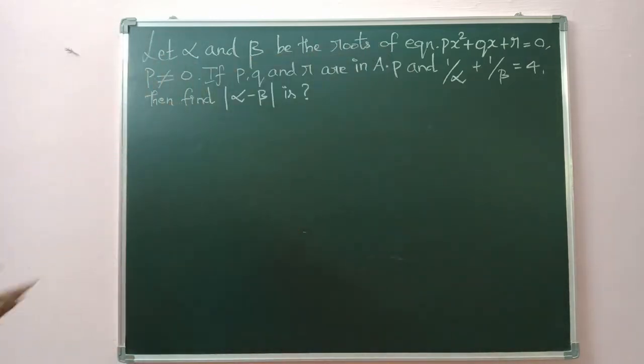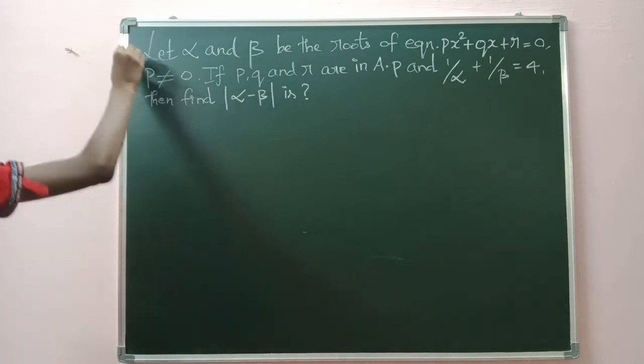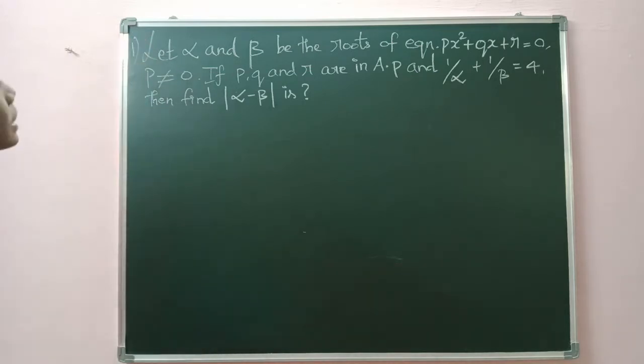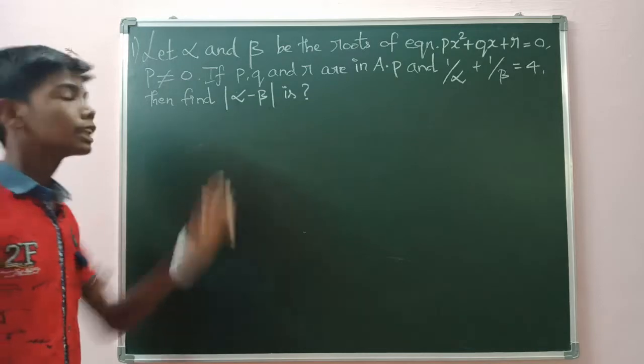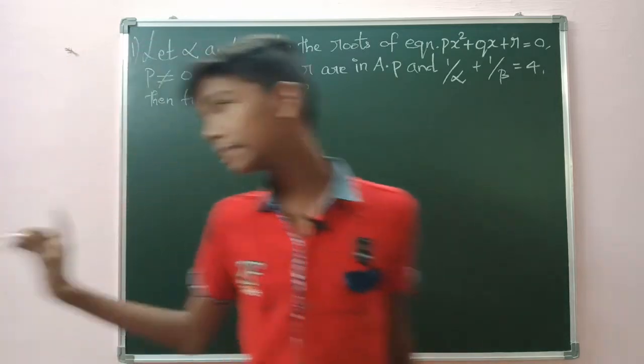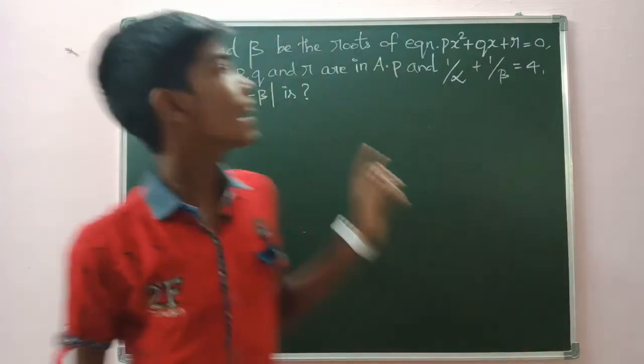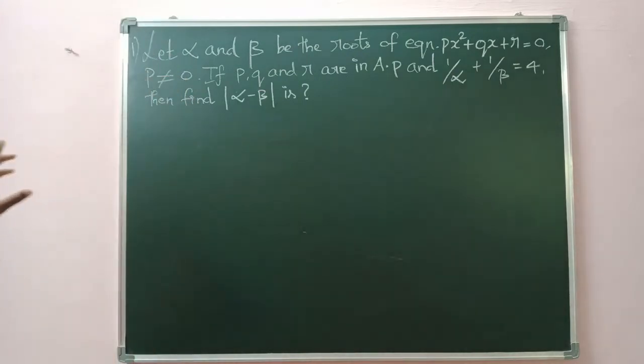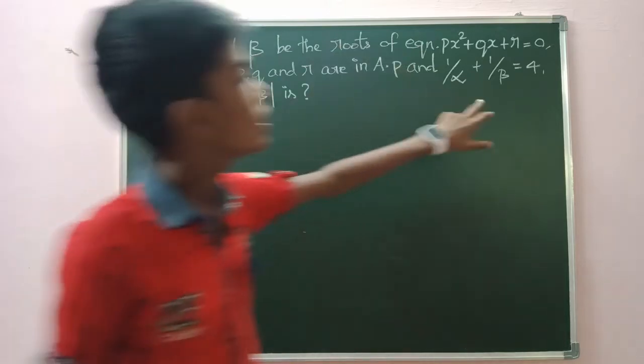Okay, the first question is: let alpha and beta be the roots of the equation px square plus qx plus r is equal to 0 and p is not equal to 0. If p, q, and r are in AP and 1 by alpha plus 1 by beta is equal to 4, then find the value of modulus of alpha minus beta. So they are saying alpha and beta are the roots of this equation, p is not equal to 0, and also p, q, r are in AP, and they gave one relationship.